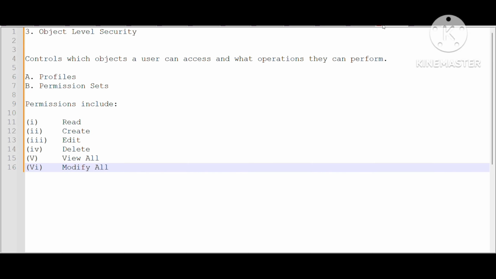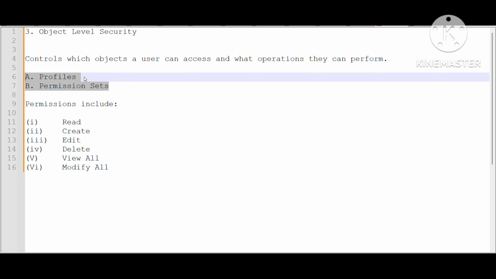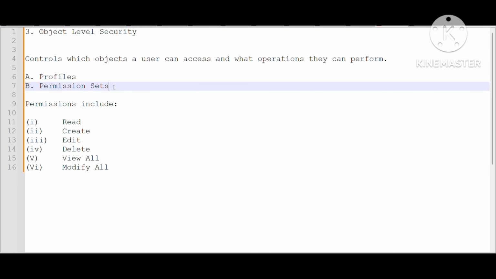So the next topic is the object level security. Basically, this object level security controls which objects a user can access and what operations they can perform. So again, the profiles and the permission sets combined together provide access to the object to a particular user.